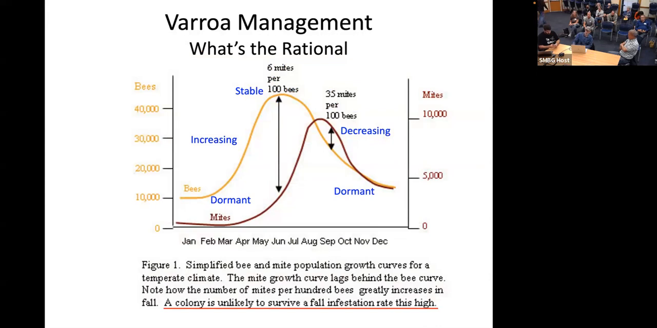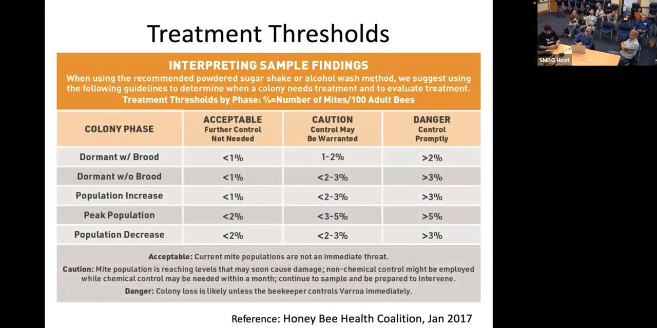We talked before about the yellow curve being the number of bees, the red curve being the number of mites. There's a dormant phase, an increasing phase, a stable phase, a decreasing, and then again, dormant phase. And based on those phases, there are acceptable levels, cautious levels, and dangerous levels. And if you're above 3%, which is, you know, 9 mites or around that area, you really have a problem. And that would be during the dormant or population increase level. The peak population and population decrease levels have different thresholds. So it's important to know what phase you're in when you are interpreting your sample findings.